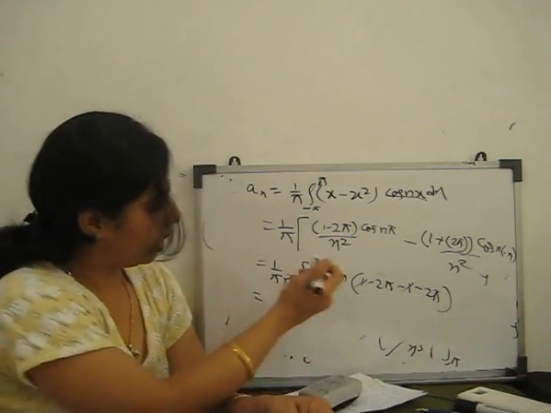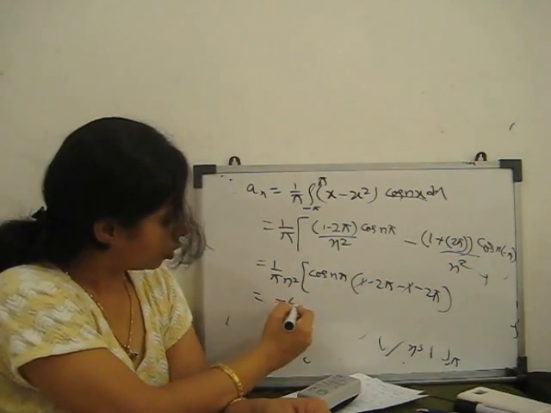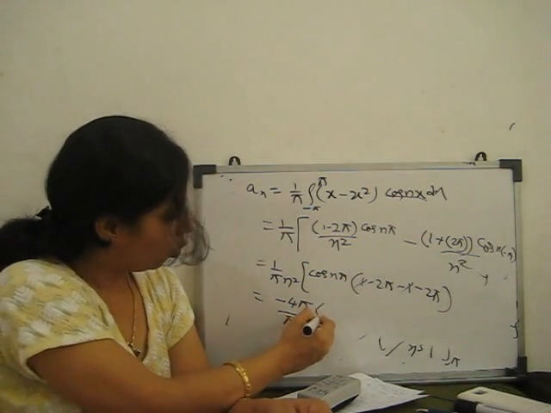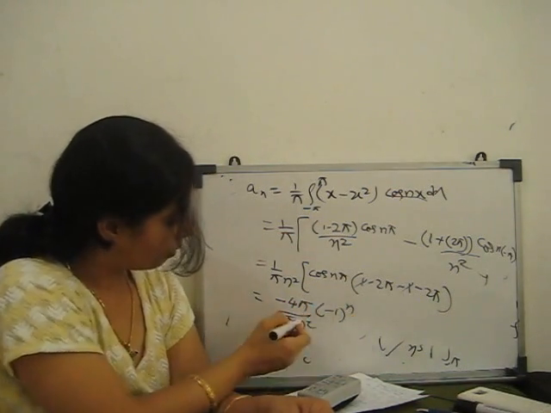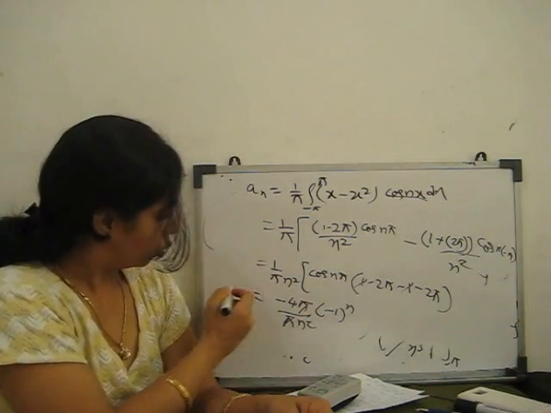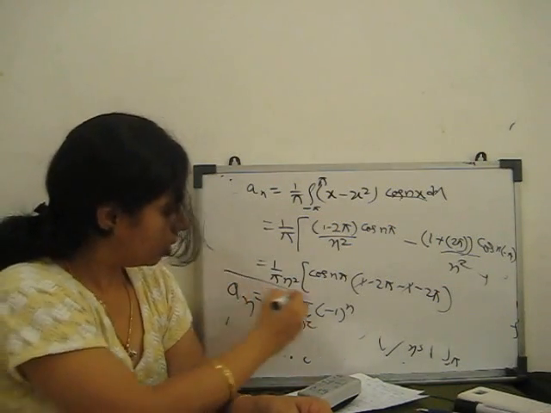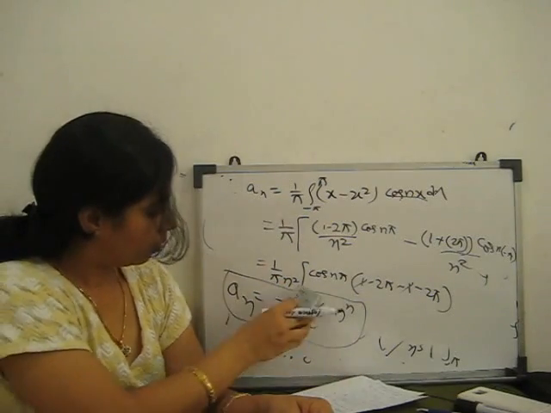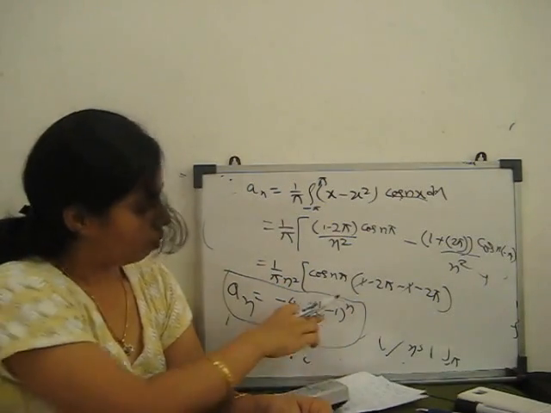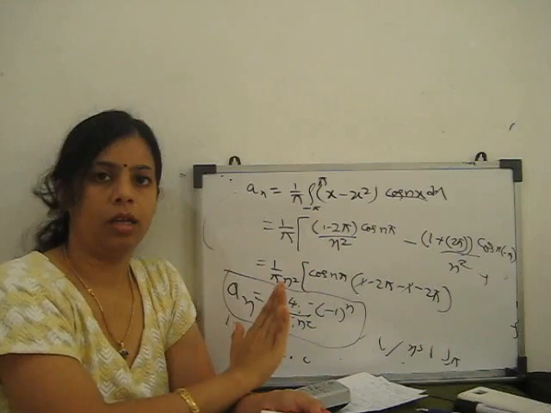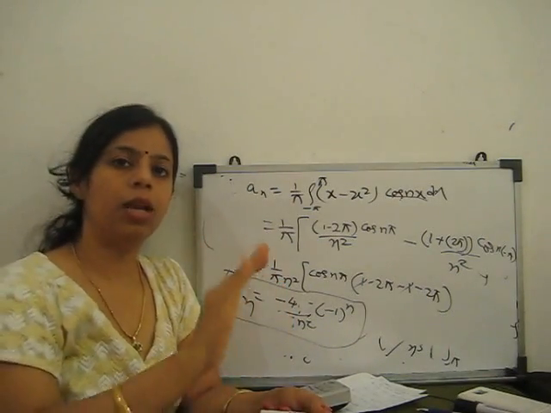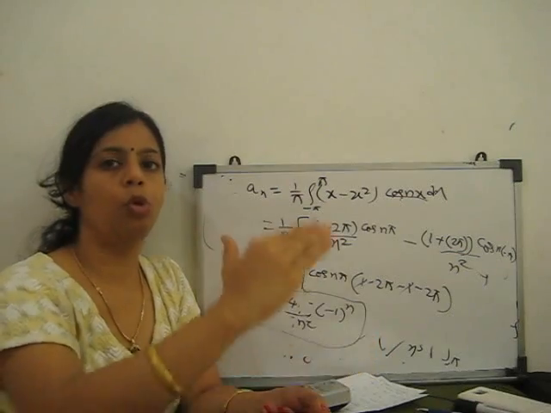So our an is -4π/n² times cos nπ, which is (-1)ⁿ. The π cancels. So what is our an? It is -4/n² (-1)ⁿ. So now you understand how to find an, and the same process we have to follow for bn.